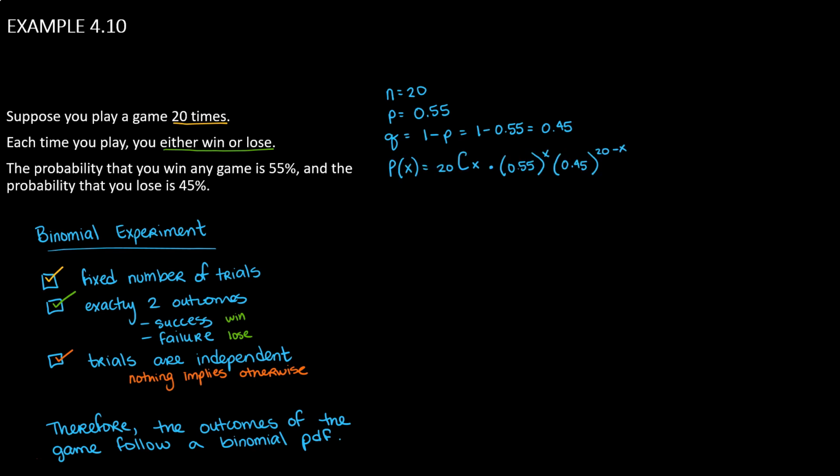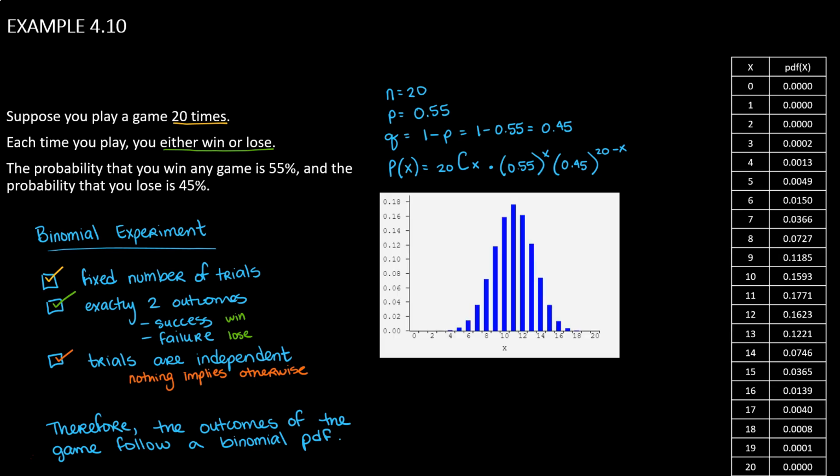The binomial distribution function is a pretty complicated looking formula, but we're going to use our calculators to do this for us, so we don't need to get too detailed on using this formula. But basically, we would plug in 20 for our combinations, we would plug in 0.55 for our p, and we'd plug in 0.45 for our q, and then lastly a 20 in this exponent. Since we're going to use our calculator, I'm just going to jump right to the table and a graphic to represent all of the possible outcomes from this probability distribution function.